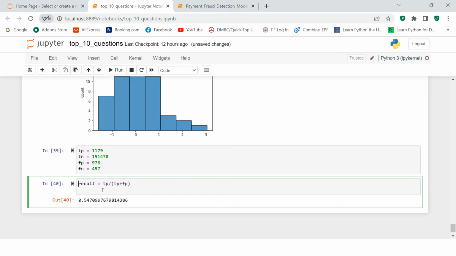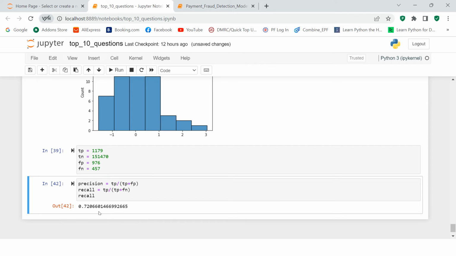Oops, this will be precision. I'm sorry, I just wrote it incorrectly, right? So this is precision, not recall. Okay, and now I'm going to write the formula for recall, and that formula will be true positive divided by true positive plus false negative. All right, and then we calculate the recall.